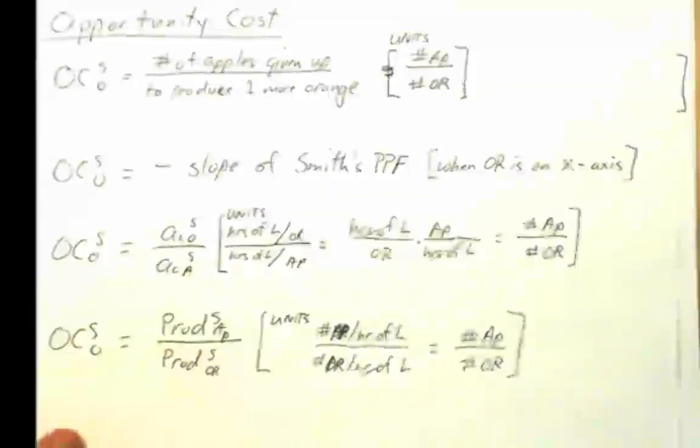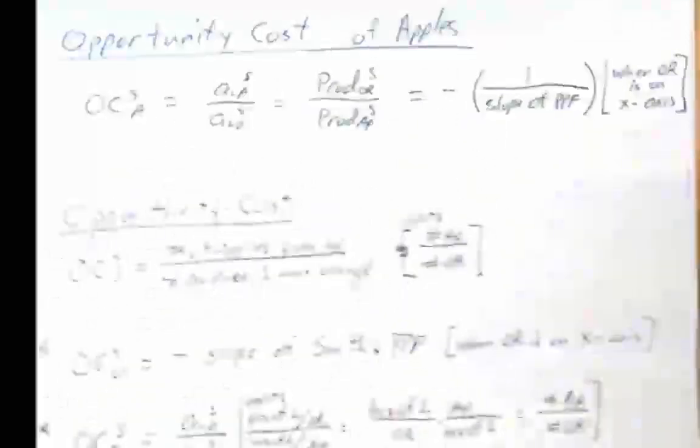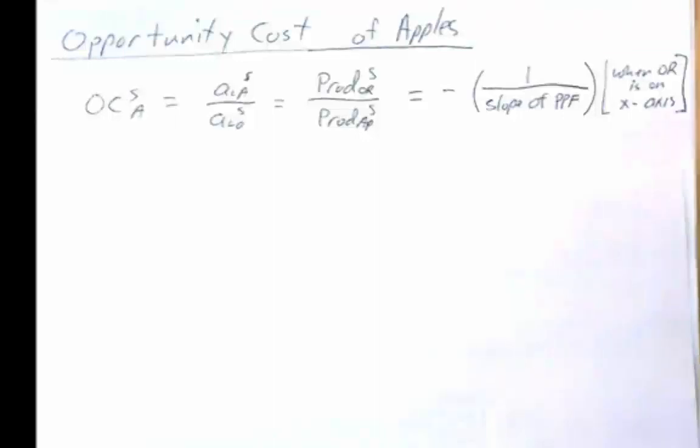All right, now we got to apply this. We can define the opportunity cost of oranges, which is the slope of the PPF when oranges is on the horizontal axis. But we can also define the opportunity cost of apples. That's going to be the reciprocal of the opportunity cost of oranges. It's going to be in oranges per apple now. So the opportunity cost of apples has oranges on the top and apples on the bottom, and it's the reciprocal of the slope of the PPF when oranges is on the horizontal axis.